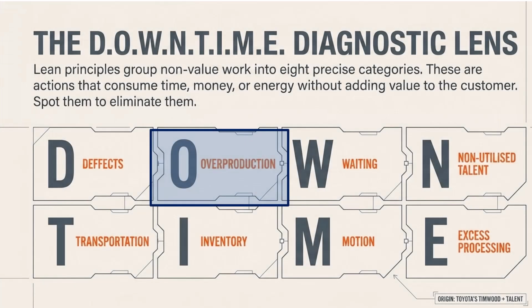Now this is part of the 8 wastes of lean. In the last video I talked about defects, so if you haven't had a chance to watch that, go ahead and take a look at that. In this one we're going to be talking about overproduction.